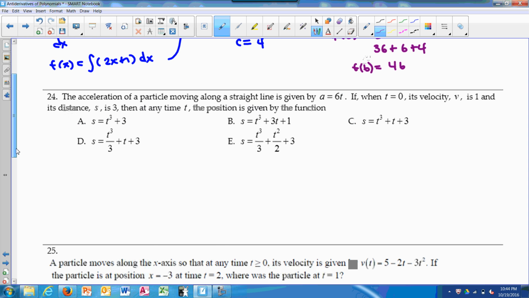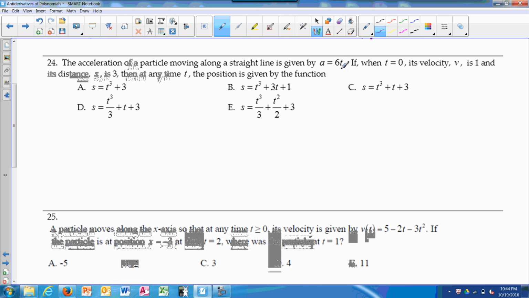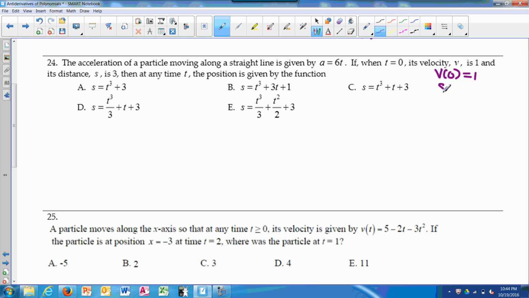So another way of asking basically the same type of idea: the acceleration function is 6t. When t equals 0, the velocity is 1. That means the velocity at time 0 is 1. So v is 1. And the distance is 3. So when time is 0, v is 1 and s is 3. That means that s of 0 equals 3. Find the position function. Notice these are all s functions.